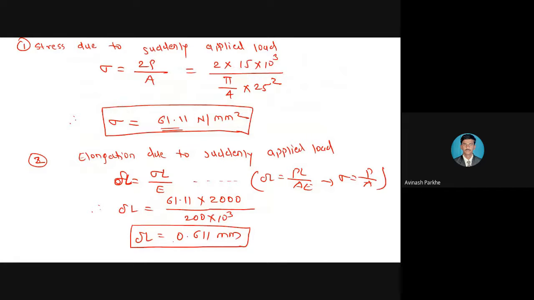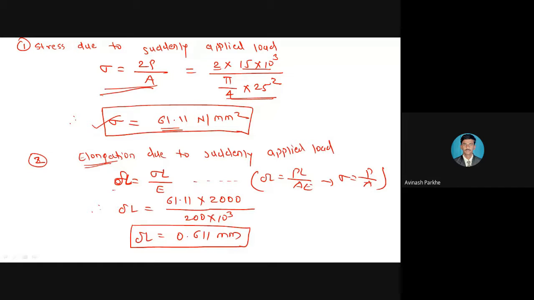And as we are having the condition of stress due to the suddenly applied load, we have the formula for the maximum stress calculation, that is sigma is equal to 2P upon A. So 2 is the constant parameter, P is 15 into 10 raised to 3, divided by the area for the circular section, pi by 4 d square. We have calculated the stress value, and due to that 15 kilonewton suddenly applied load, the elongation of that particular bar also takes place.